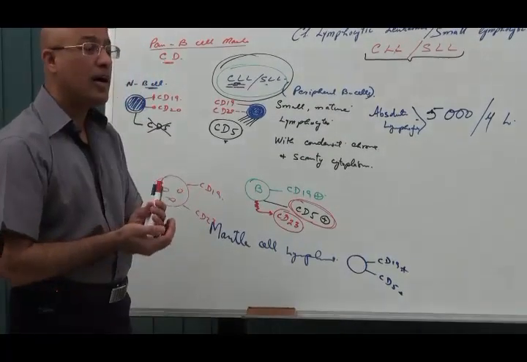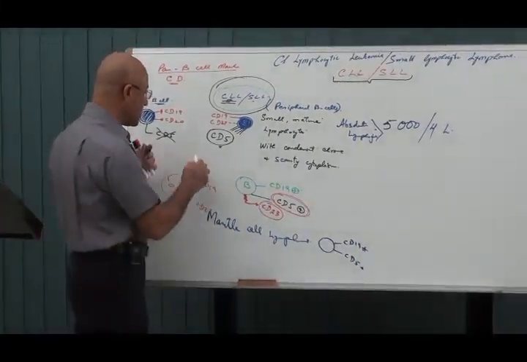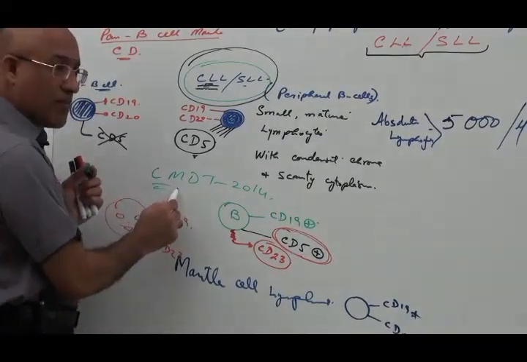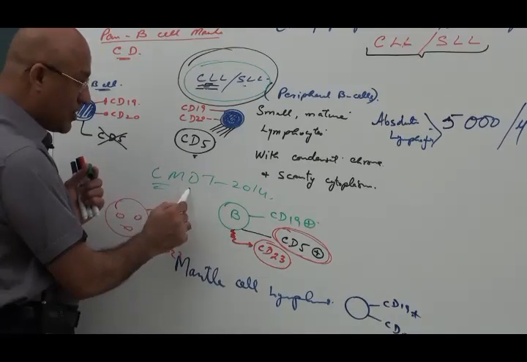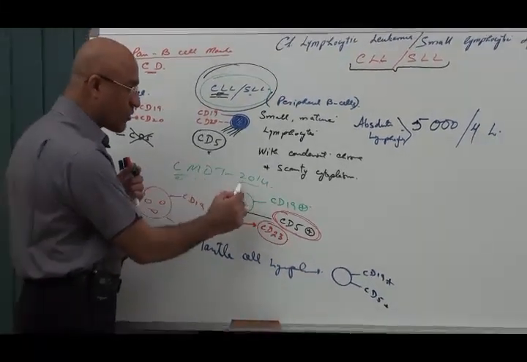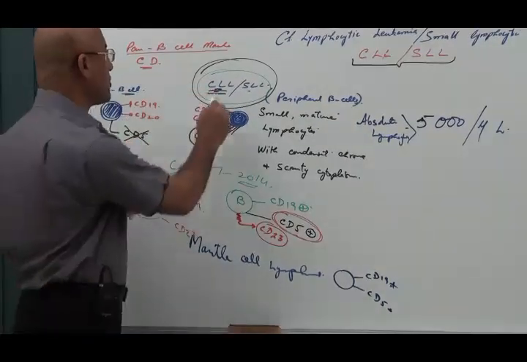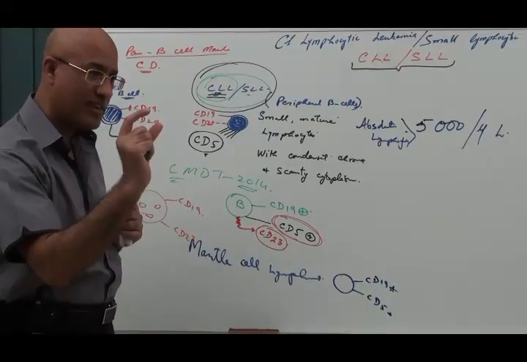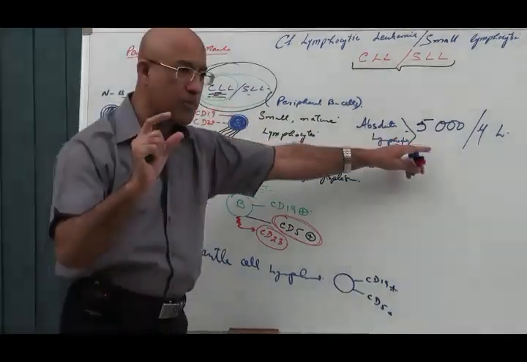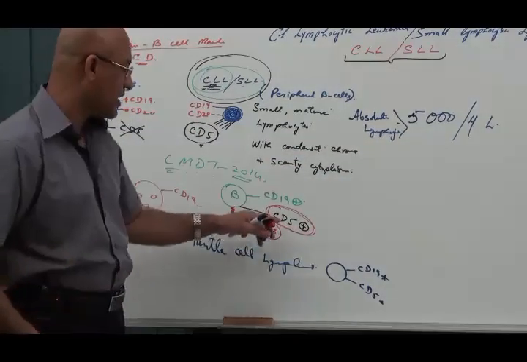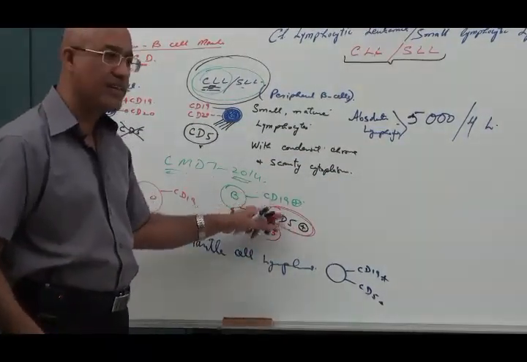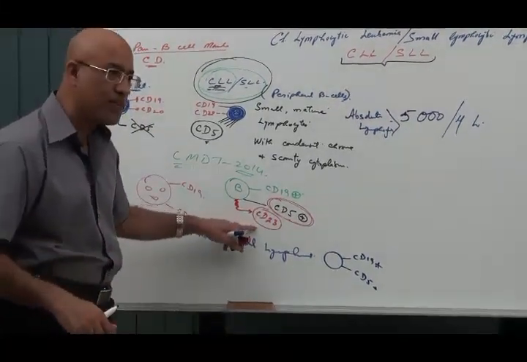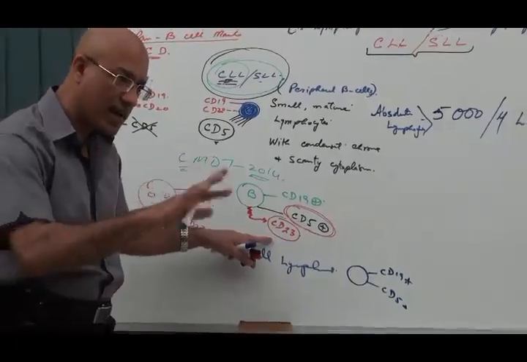When you go to CMDT, what is CMDT? Current Medical Diagnosis and Treatment, edition 2014. They say for CLL diagnosis only two things are required. Number one, abundant small lymphocytes, especially in the blood, more than 5,000 per microliter, plus co-expression of CD5 with CD19, these two. Then if you are really confused with mantle cell, you confirm the presence of CD23. Am I clear? Okay.